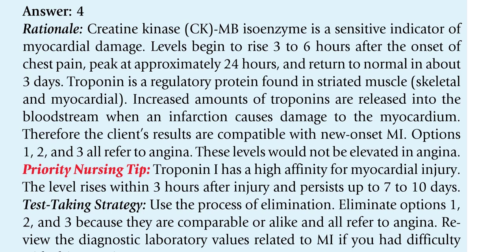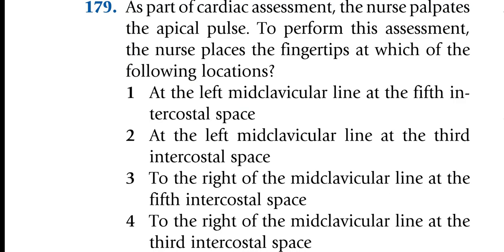Troponin is a regulatory protein found in striated muscle, skeletal and myocardial. Increased amounts of troponins are released into the bloodstream when an infarction causes damage to the myocardium. Therefore, the client's results are compatible with new onset MI. Options 1, 2, and 3 all refer to angina. These levels would not be elevated in angina.